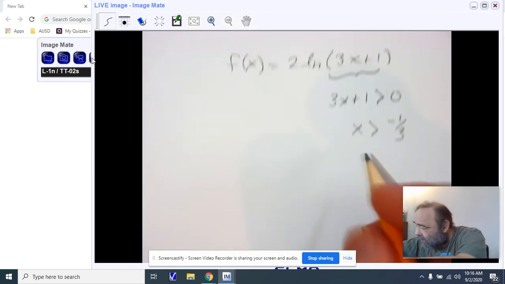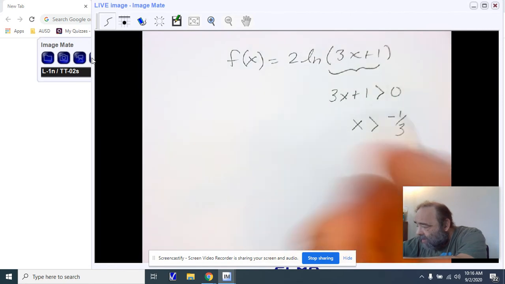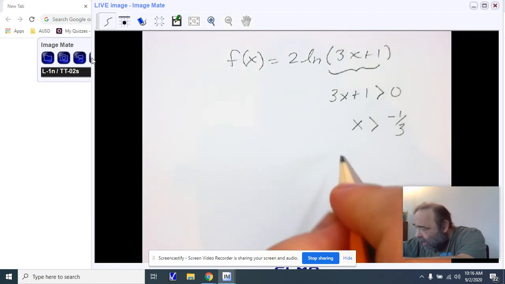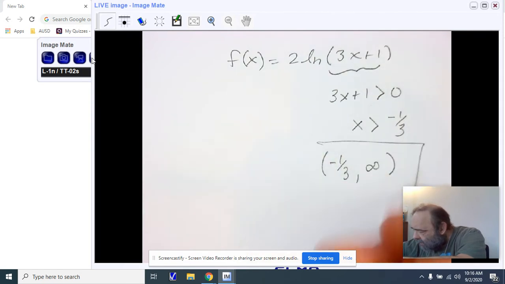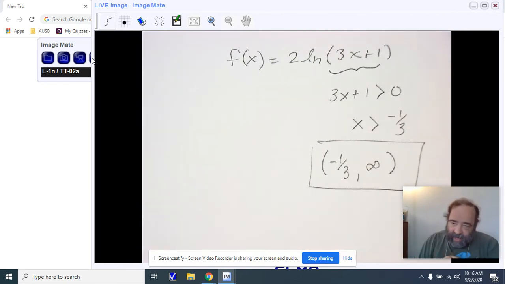This now constitutes my domain. You can write it as the inequality that you see here, or you can use the interval notation. Calculus uses the interval notation, and so I would expect you to look for that answer.